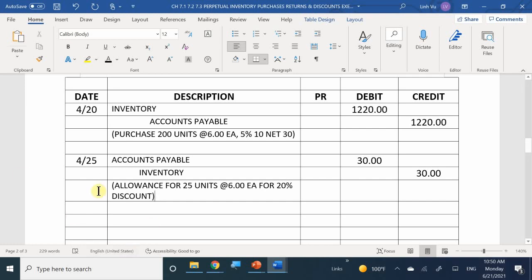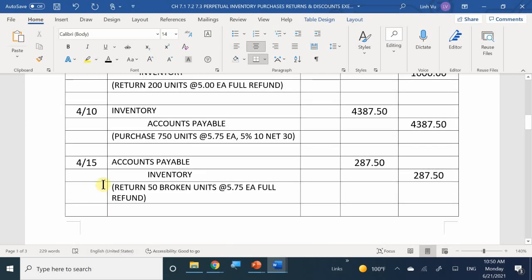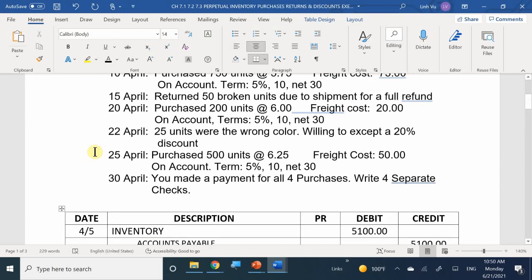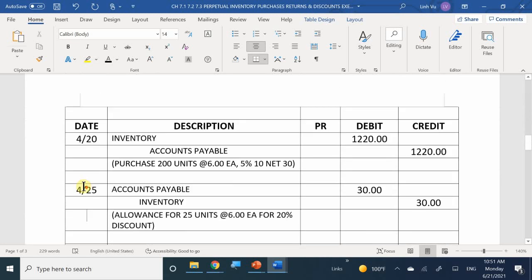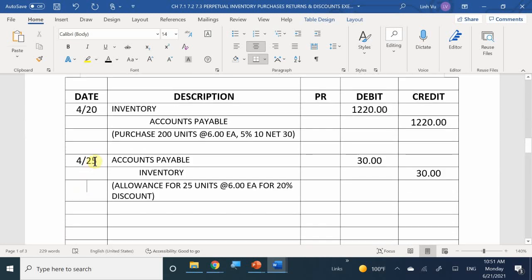Excellent. Last couple. So here we have on April 20. Oh, that's the 22nd. Okay, so April 25th, I end up purchasing another 500 units at $6.25 each, with freight costing $50. Once again, on account, terms are 5/10, net 30. So how am I going to journalize this?